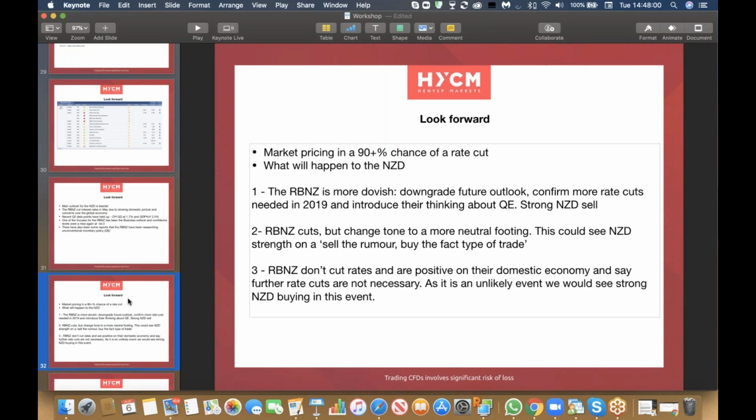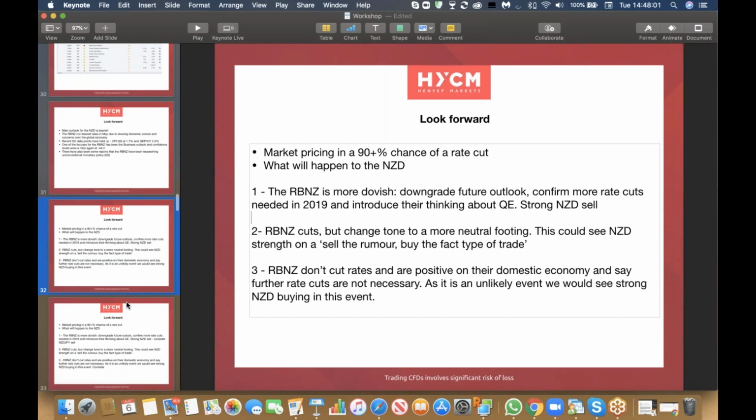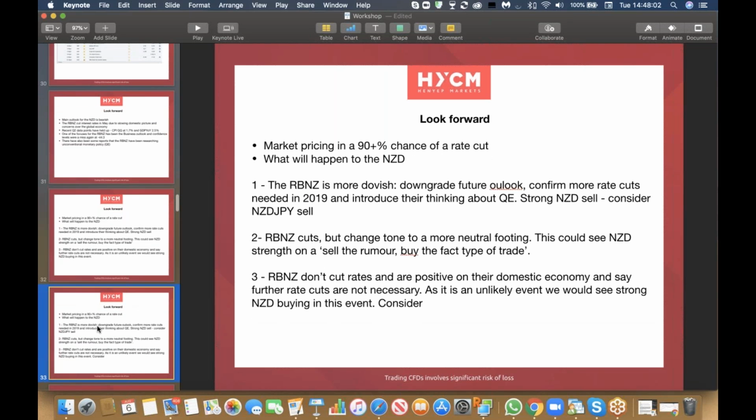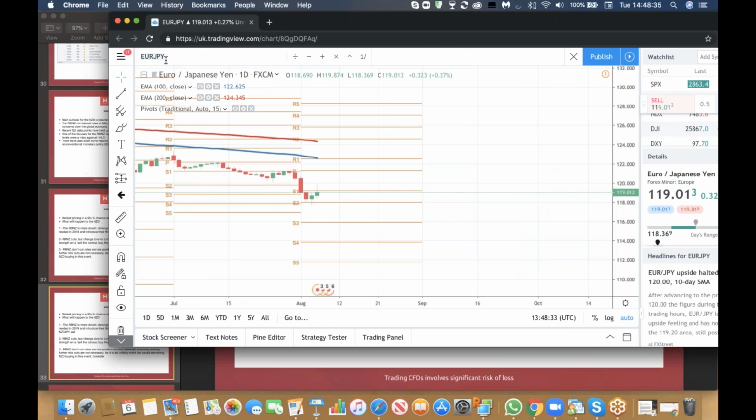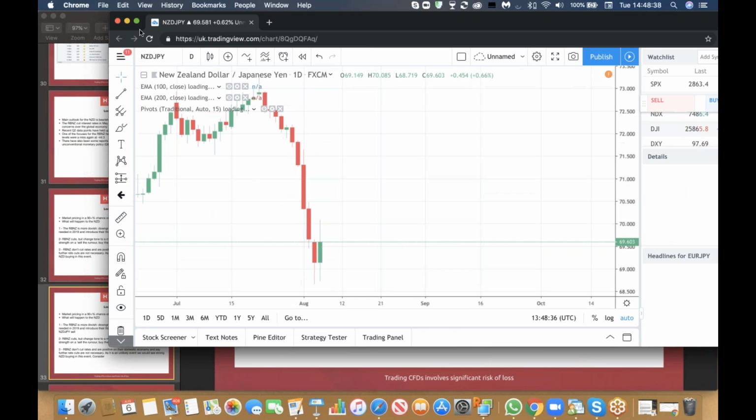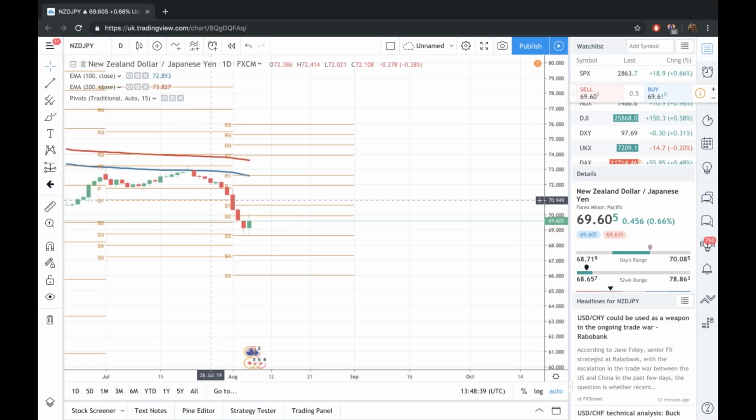In terms of potential currency pairs that would be helpful in scenario 1, this is assuming that if the RBNZ are more dovish, and if yen keeps strengthening on global growth concerns, then the New Zealand dollar Japanese yen pair would be a strong sell. So let's just look at some levels. Looking at the New Zealand dollar Japanese yen, that's the daily chart.